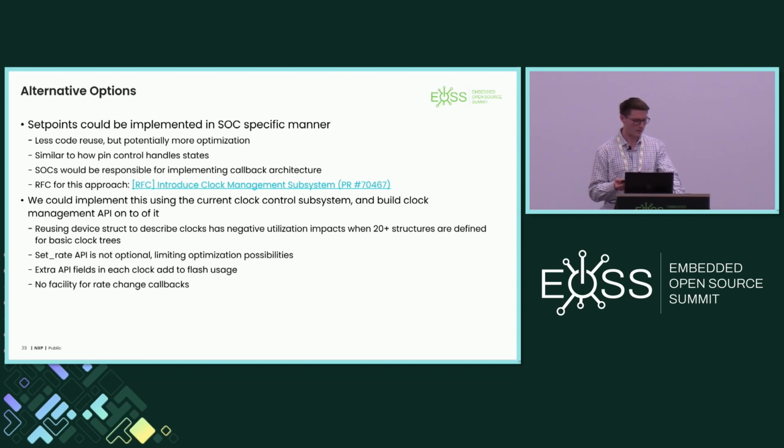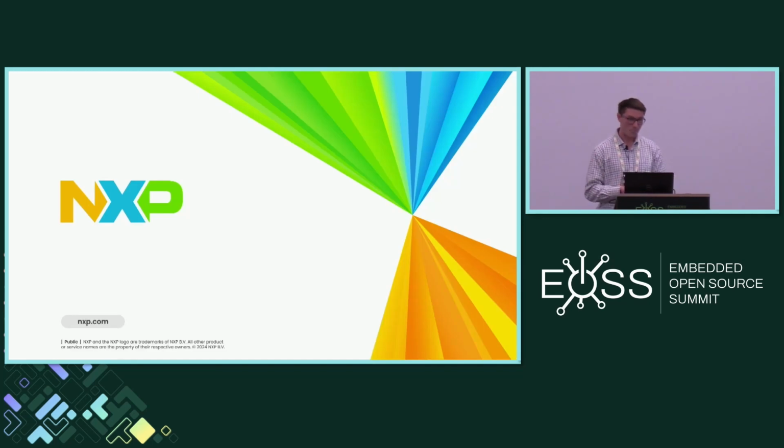And then beyond that, every extra API field adds up. You'll notice there's not that many APIs in the clock driver implementation. That's because those also add to flash usage. And then there's no facility for rate change callbacks. So that concludes the presentation.